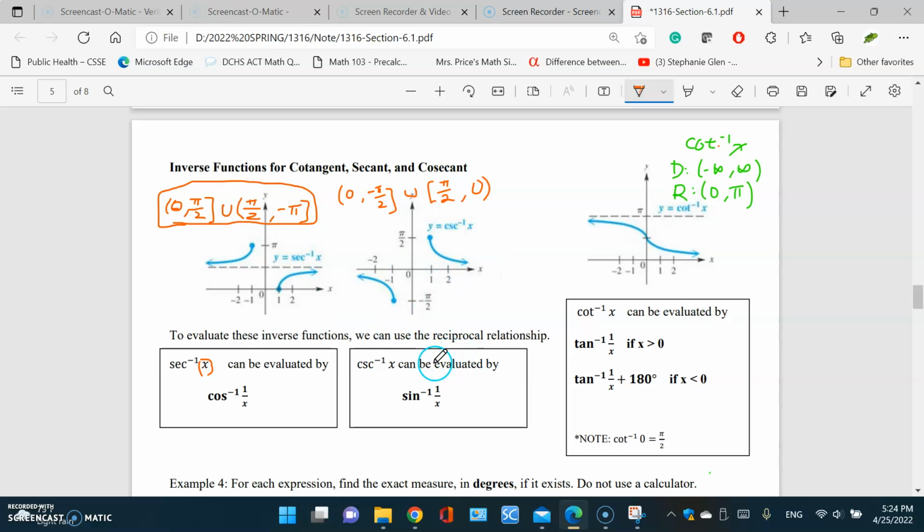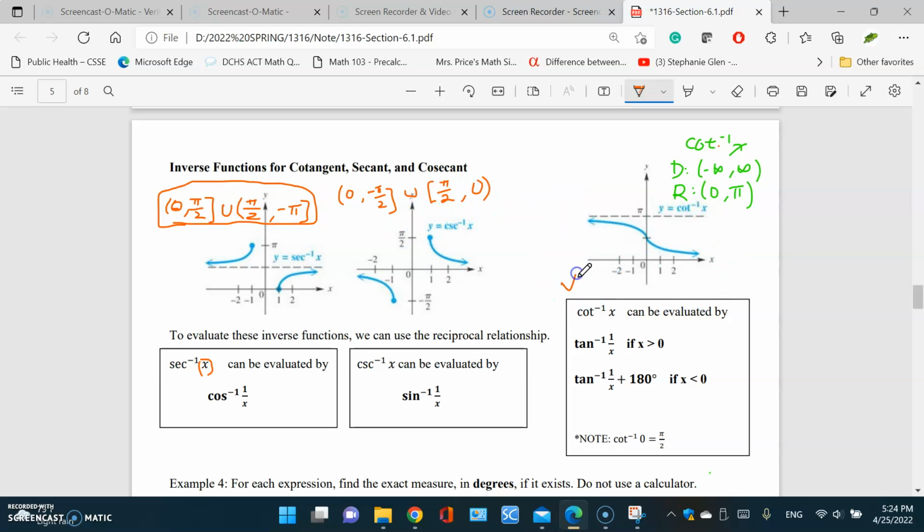With the cosecant, we find the inverse of the sine and take the reciprocal of the inside. So the range of the cosecant inverse function, they are considering from 0 up to negative pi over 2, union from pi over 2 up to 0.